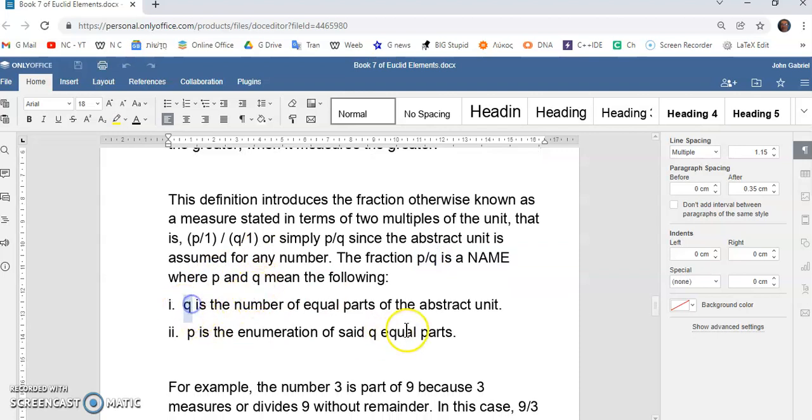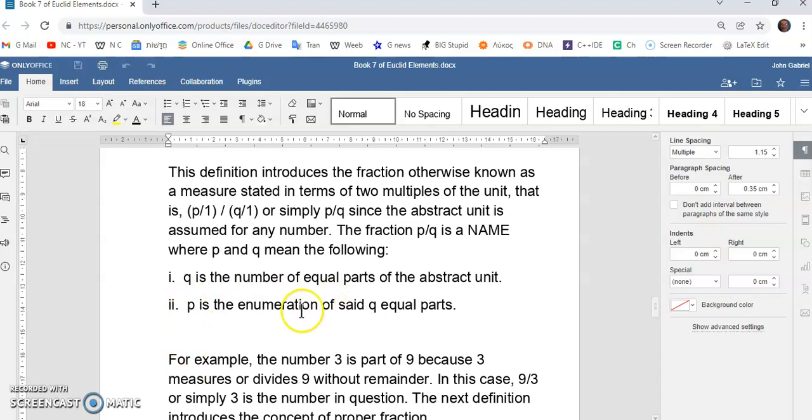Q is the number of equal parts of the abstract unit. Now remember, the abstract unit doesn't have a size, but because we are transferring all the properties from book 5 of magnitudes, when we're dealing with the measure of ratios that give rise to fractions, we have to keep those properties in place. And so that's why Q is the number of equal parts of the abstract unit, and P is the enumeration of the said Q equal parts.